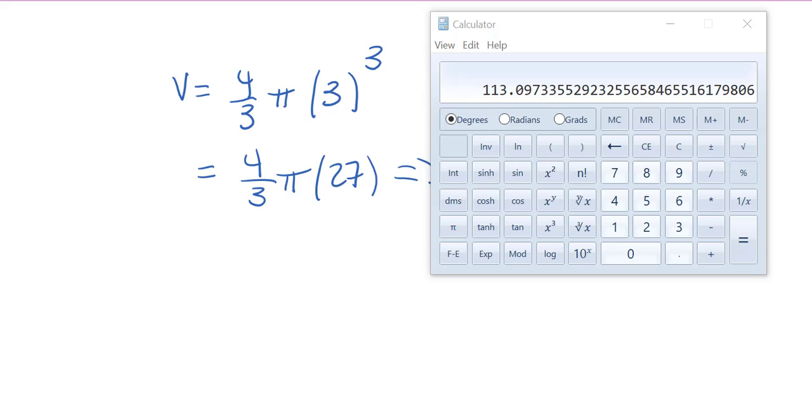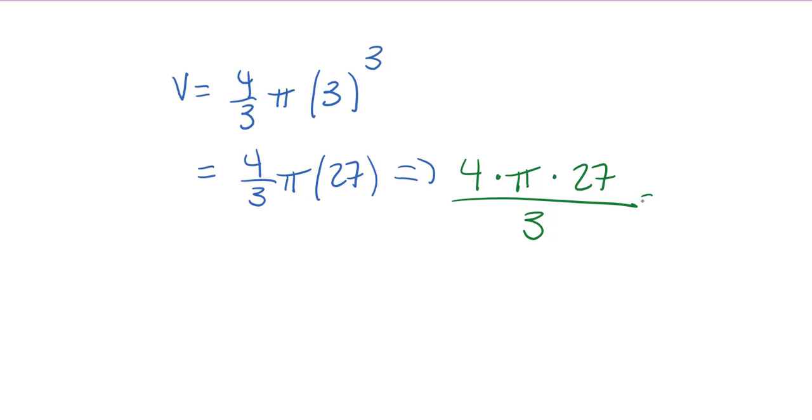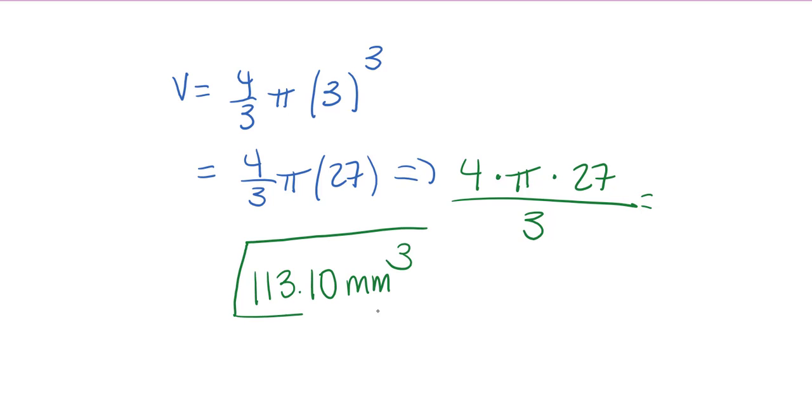So we get 113.097, but we want to round to the nearest hundredth. So if we need to round up from the 9, then the next number would be 10. So this is equal to 113.10. This is millimeters cubed because it's volume. And that would be our volume for this sphere.